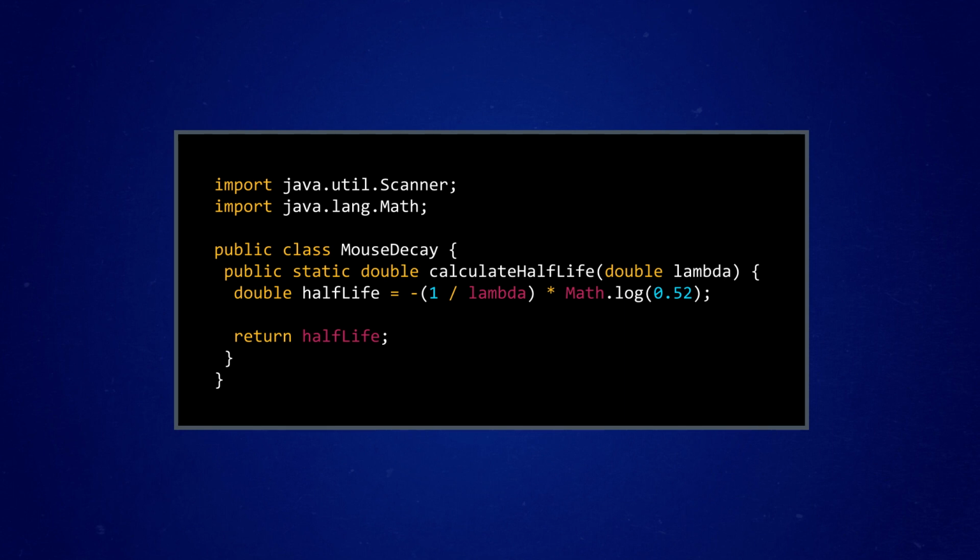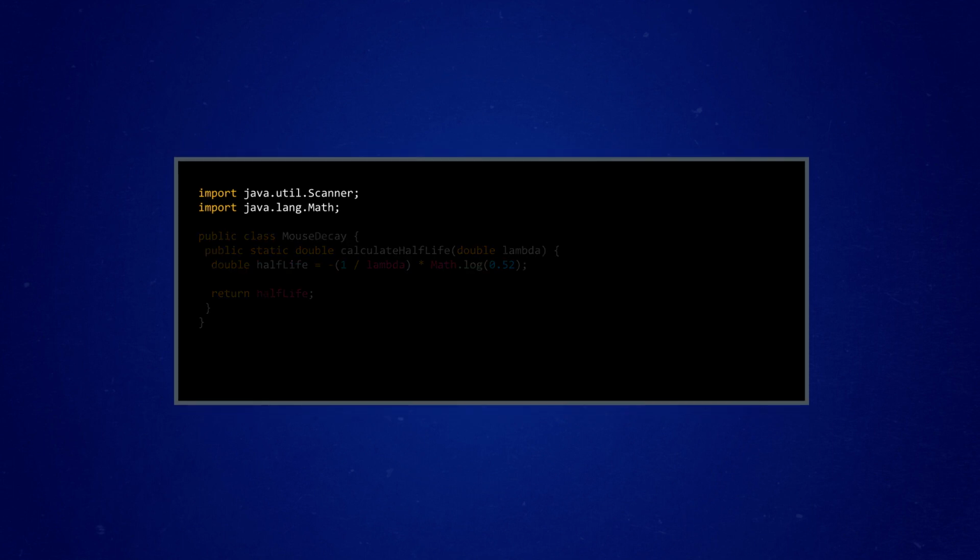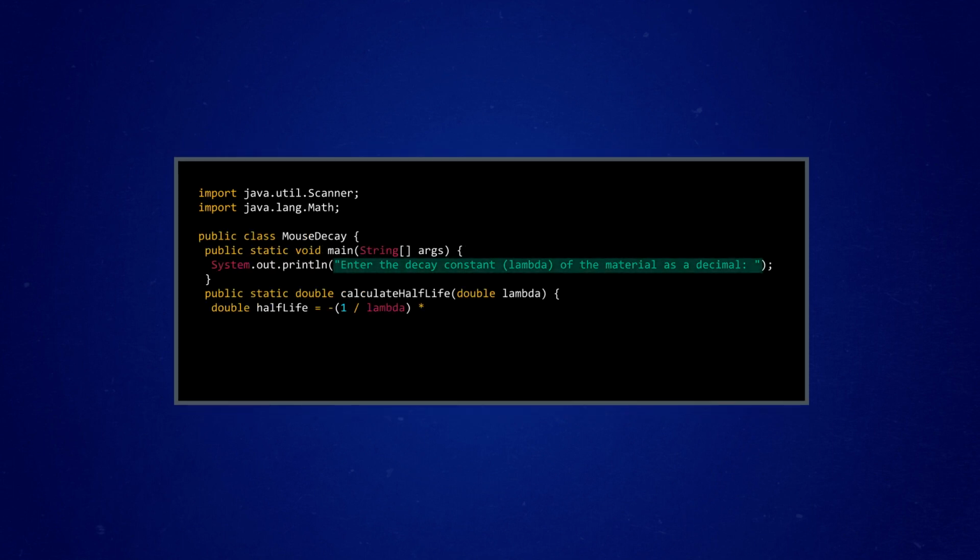Now, our method can't do any calculations without some input from the user, so we can add the code that will print a line to the screen prompting us for the input data, which says enter the decay constant lambda of the material as a decimal. Remember, for really big or really small numbers in Java, like decay constants of radioactive materials, we can use scientific notation with something like E minus 10 after a number.